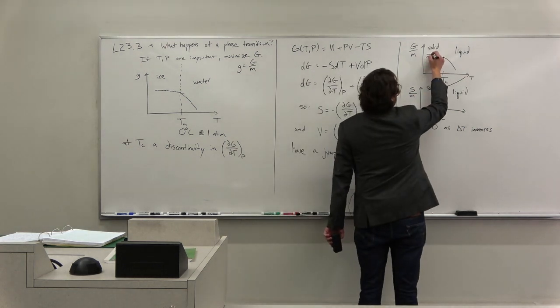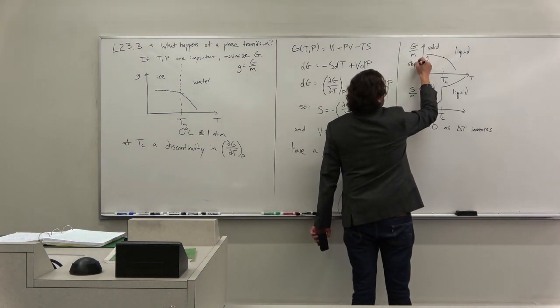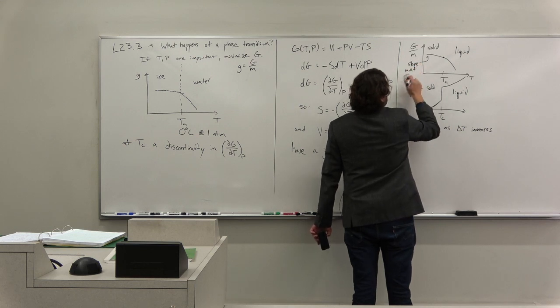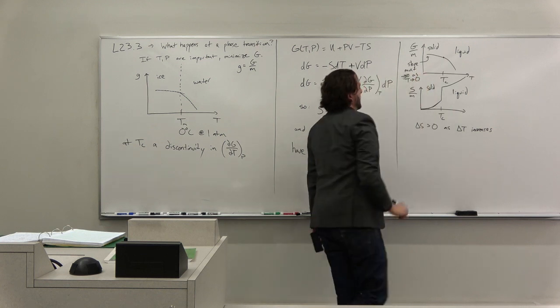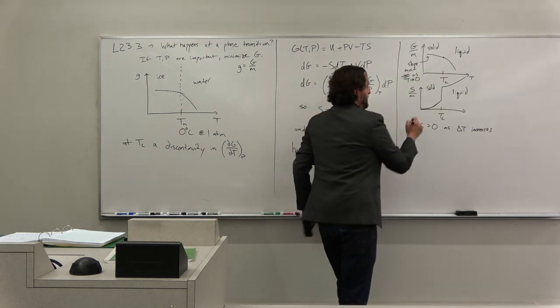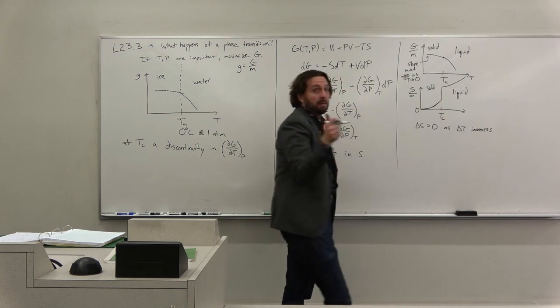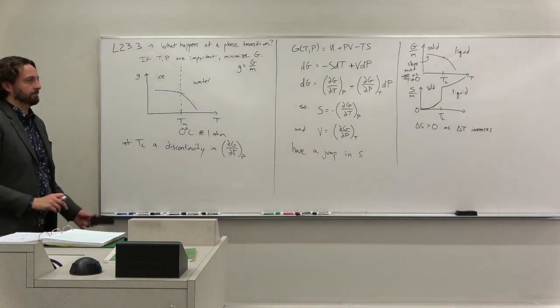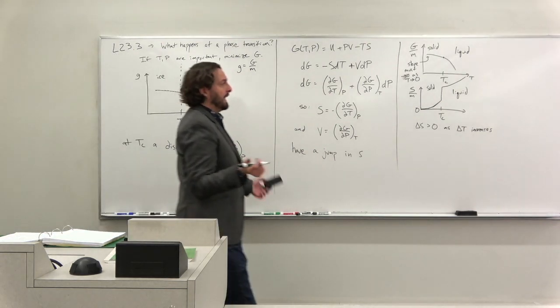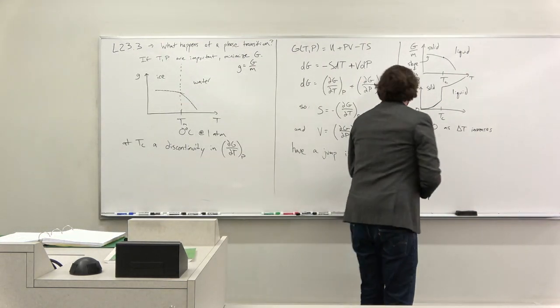So this slope must approach 0 as T goes to 0, right? Because that slope is just the entropy, and so this must go to 0 to obey the third law. So you can see that the third law is obeyed there. And really, I like to think about this in terms of the third law.